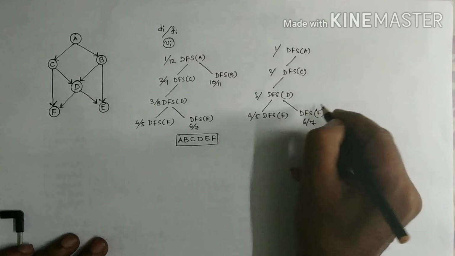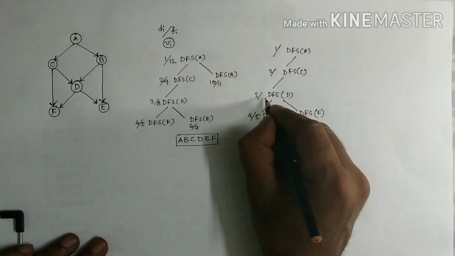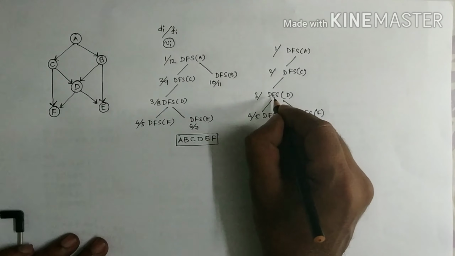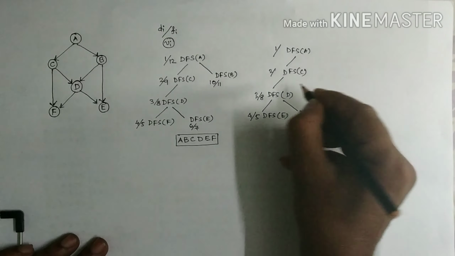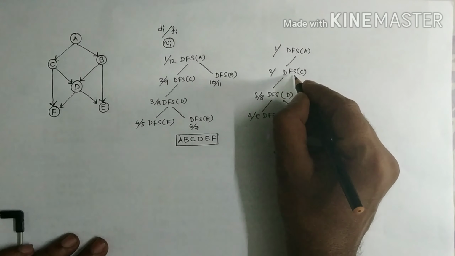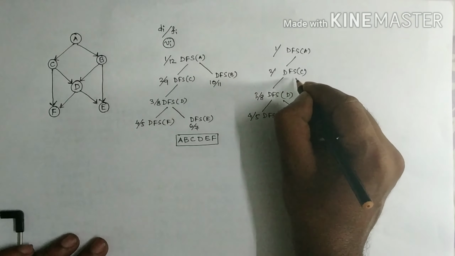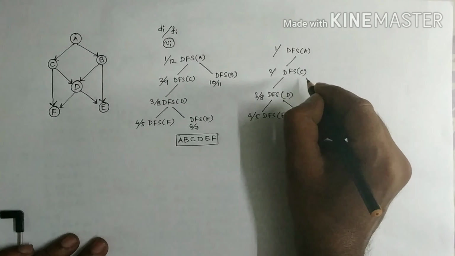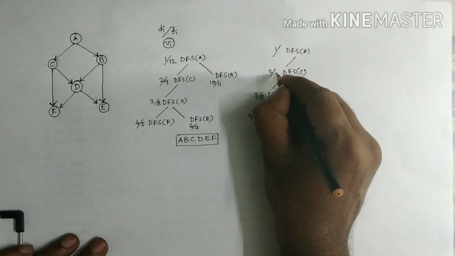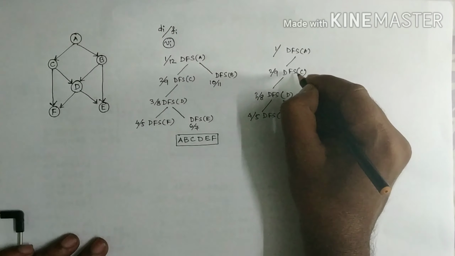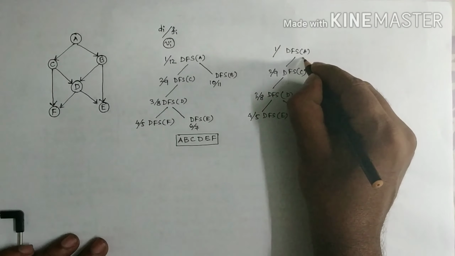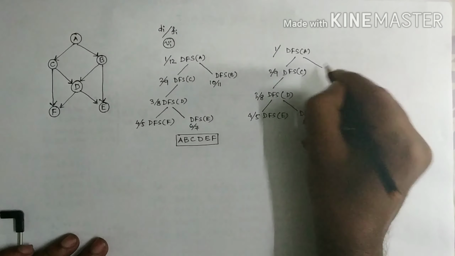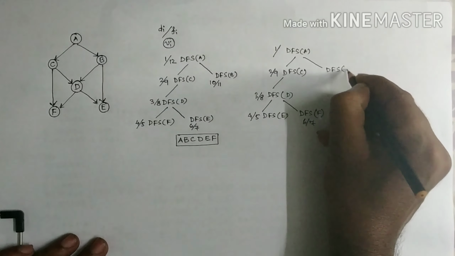finish F. Backtrack, go to D. Is there any unvisited adjacent of D? No. Finish D. Backtrack from D, go to C. Check whether any unvisited adjacent of C. No. So finish C. Backtrack from C, go to A. Check whether there is any adjacent of A still unvisited. Yes, B. So call DFS B.